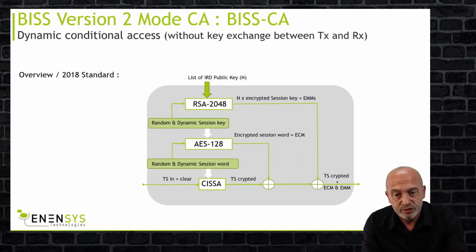So you have to set the PID of the EMM table, provide the list of the public keys of the receivers to address with the system, and because this EMM table can be big, you have also to define a bit rate to transmit this EMM table inside the transport stream. Those are the main parameters of the BISS-CA function, and now we will see how to configure this process.